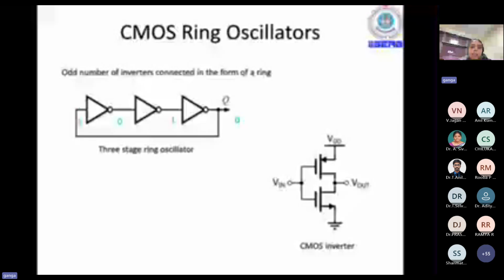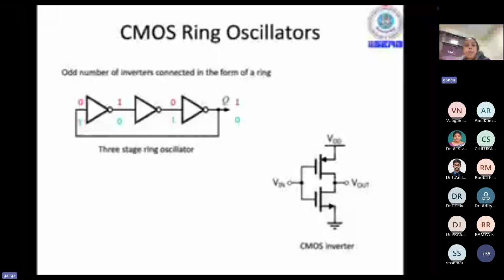So when we have an odd number of inverters connected in series, the output is going to be inverted every time. This is how we are going to generate logic 0 and 1. Logic 0 typically corresponds to 0 volts, but of course it depends on the design, and logic 1 corresponds to VDD. So the signal is going to oscillate between 0 and 1. This is the basic principle of an oscillator.